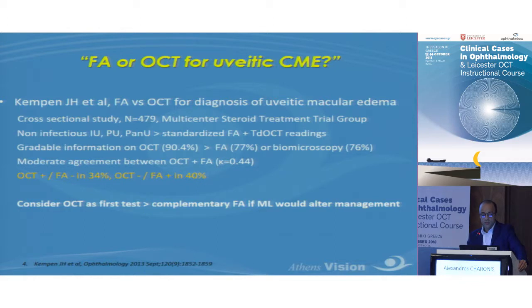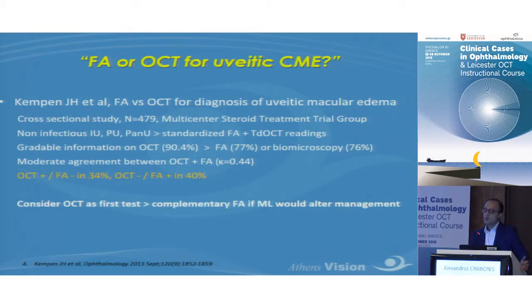And this cross-sectional study, these are patients from the MUST trial, and this again is time domain OCT, compared to fluorescein angiography. First of all, one useful information is that we had gradable information in 90% of patients with OCT and in 77% of patients with fluorescein angiography. Uveitis patients, as you know, there's a lot of other structural problems. There are media haze, media problems, and so forth. So again, we had more gradable information in the OCT compared to fluorescein. So we have a tool that gives us more useful and gradable information from the very beginning.